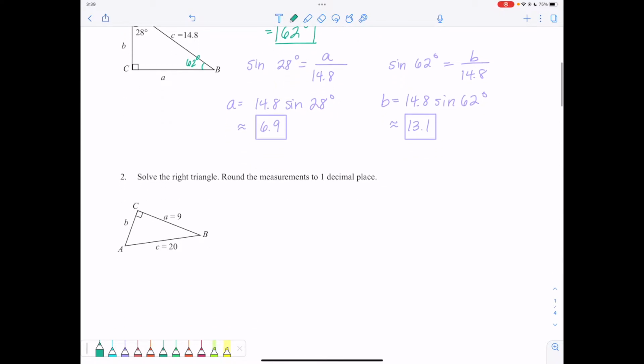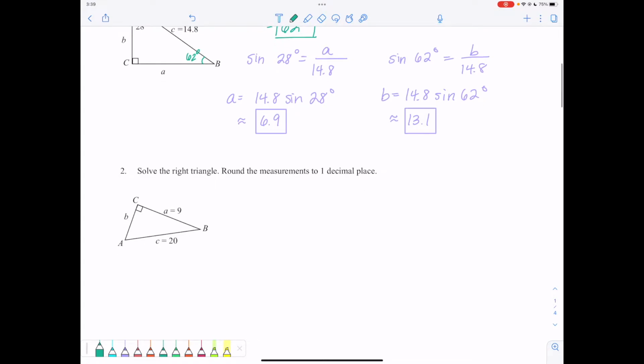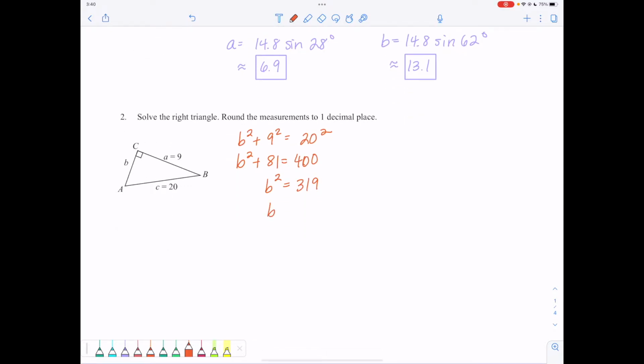Let's look at number 2. We'll be solving this right triangle, and as you notice, this time we're given 2 sides. So we'll first solve for B. We know that B squared plus 9 squared equals 20 squared. B squared plus 81 equals 400. Subtracting 81 from both sides, we have 319. Let's go ahead and take the square root of 319, and we get approximately 17.9.